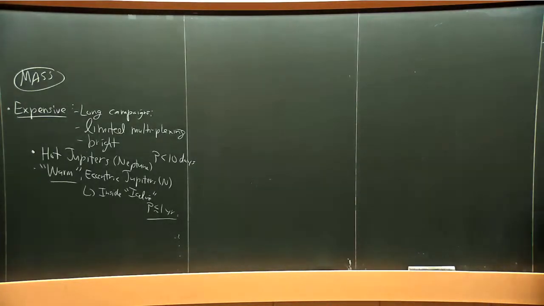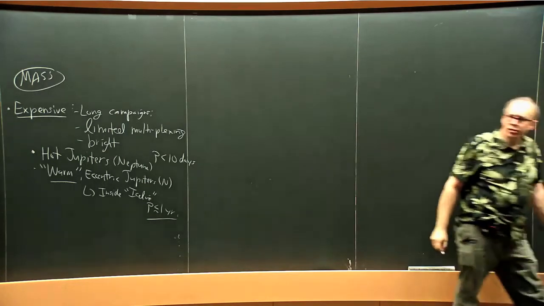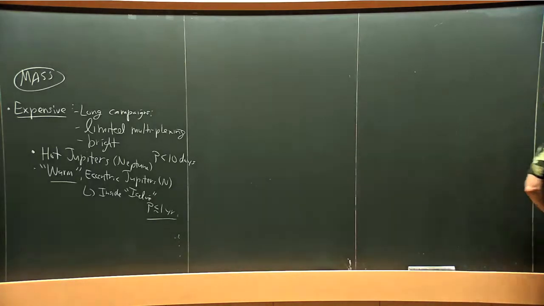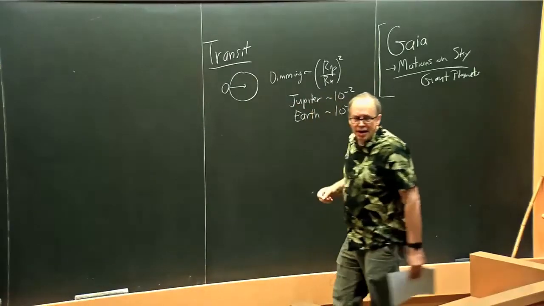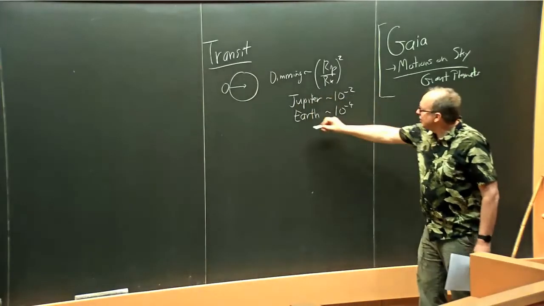This implies that if I wanted to measure a characteristic Jupiter, for example, I'd have to be able to make measurements at the 10 to the minus 2 level. And if I wanted to make a measurement of Earth-like planets, this would be of order 10 to the minus 4. Now, this is actually the design spec.